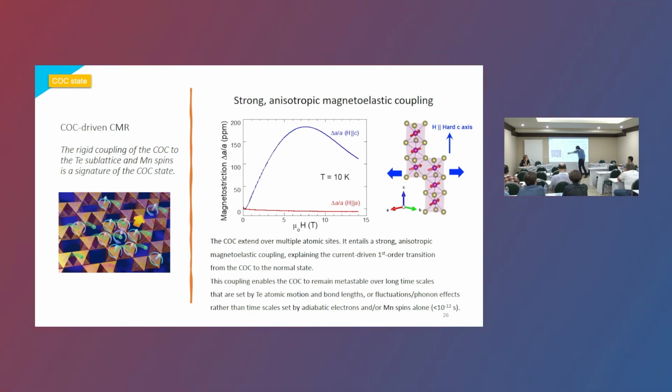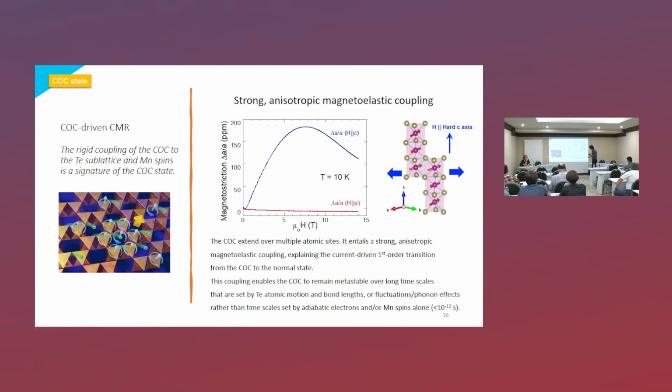We also did magnetostriction measurements. We measure A-axis expansion with magnetic field. You can see that if we apply a magnetic field along the C-axis, the A-axis expands very significantly. But if we apply a magnetic field along the A-axis, the A-axis remains essentially unchanged.